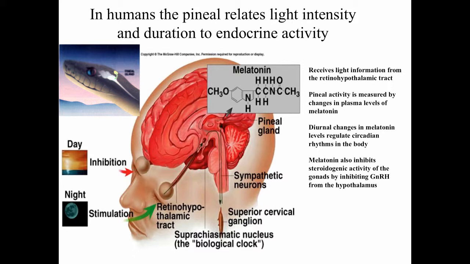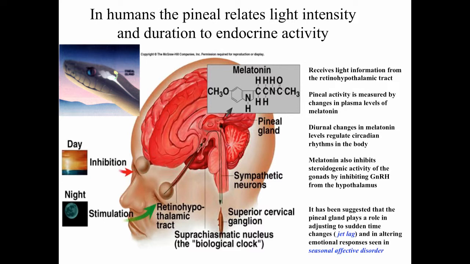Melatonin also inhibits steroidogenic activity of the gonads by inhibiting gonadotropin-releasing hormone from the hypothalamus. And it has been suggested that in humans, the pineal gland plays an important role in adjusting to sudden time changes, so, for example, jet lag, and also maybe in altering emotional responses that are seen in seasonal affective disorder, because as you know, in the winter seasons when day length is much shorter, a lot of people suffer from what's called seasonal depression, and the pineal may be involved in regulating that.